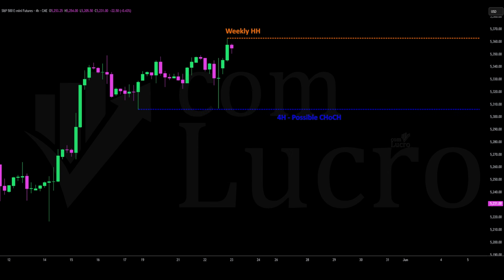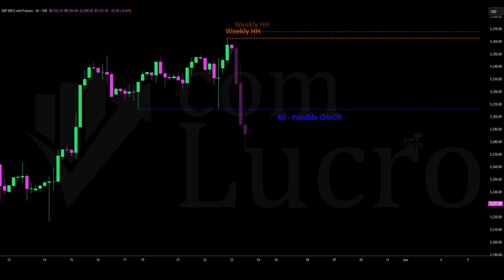Now let us go back to the 4-hour chart and explore the higher time frame structural entry. Compared to the 15-minute executions, this approach is slightly more aggressive because the entry is taken directly from the 4-hour structure without waiting for lower time frame confirmation.